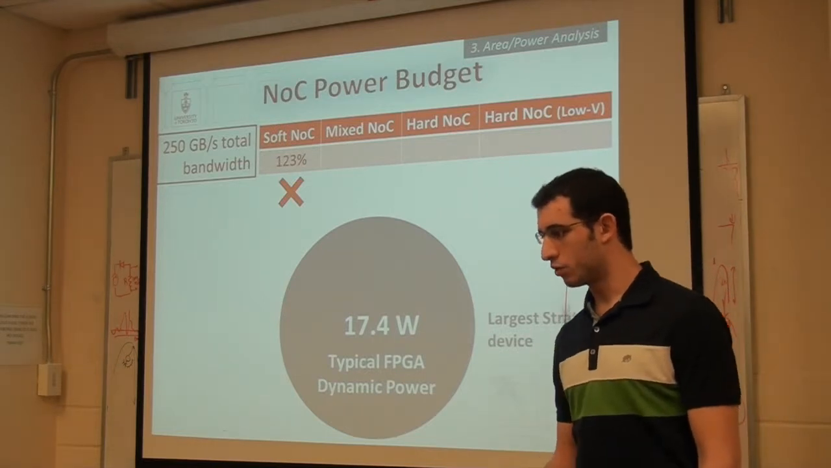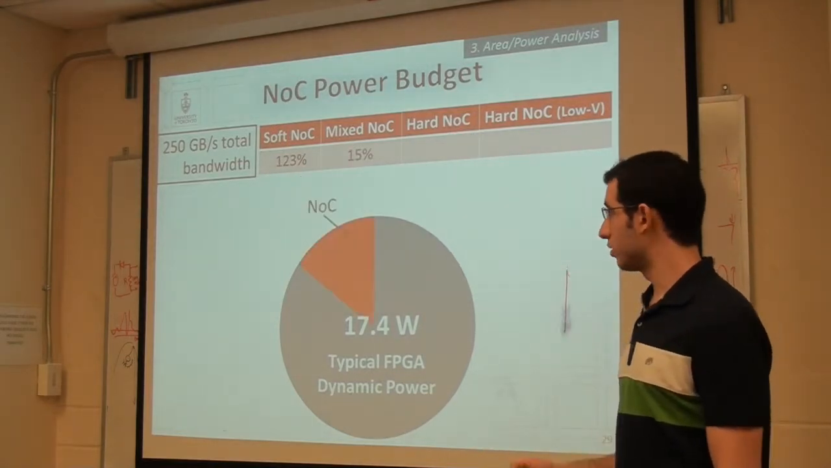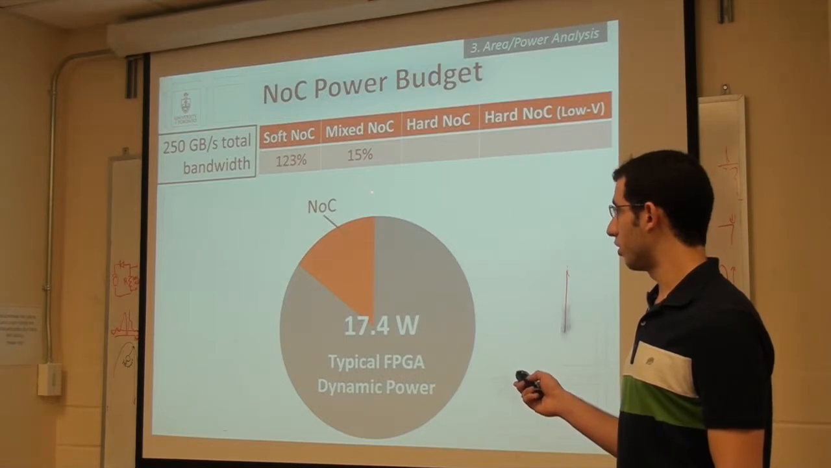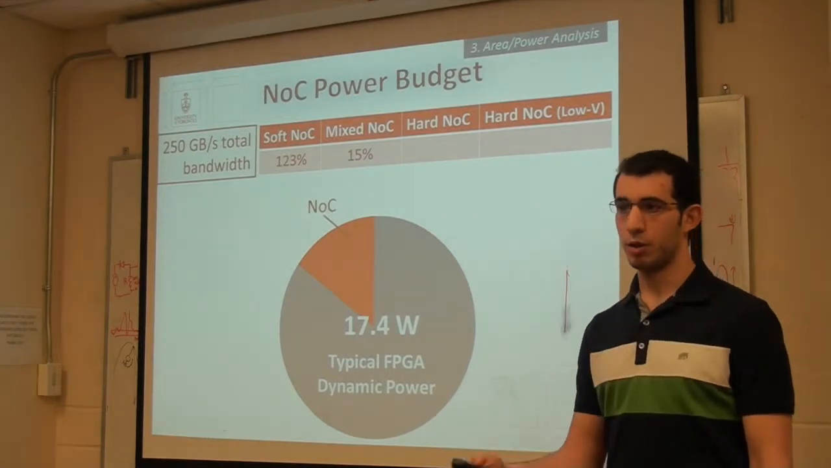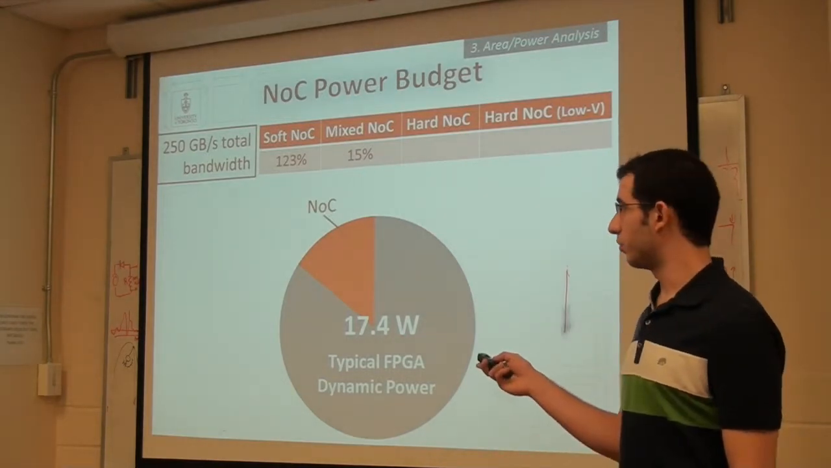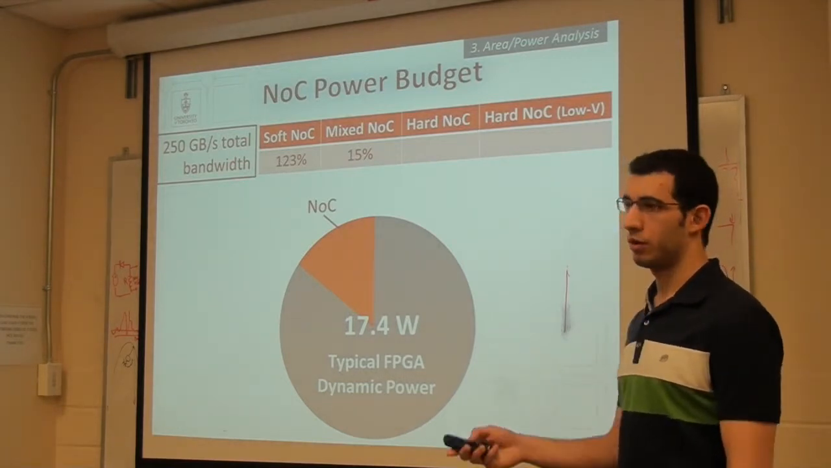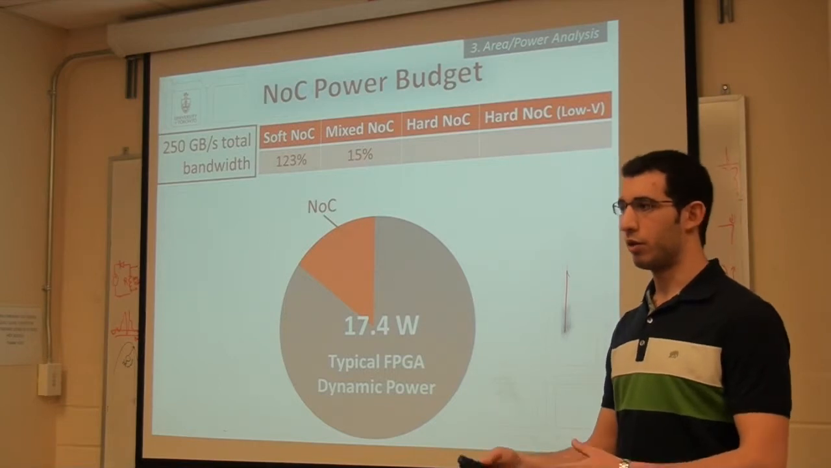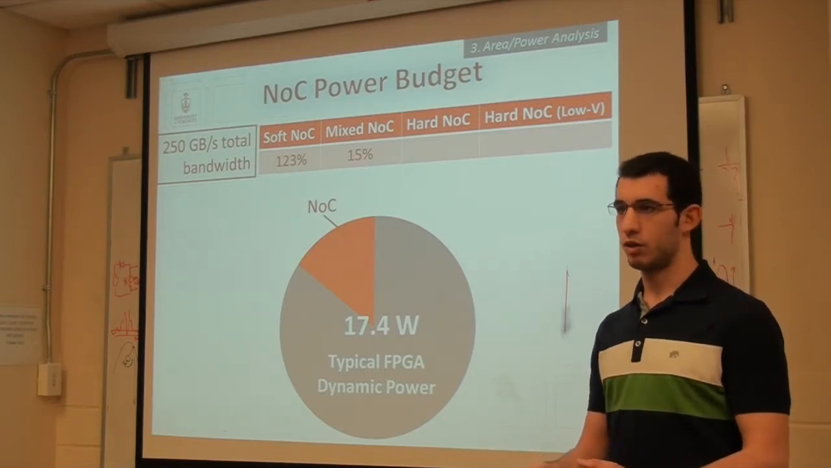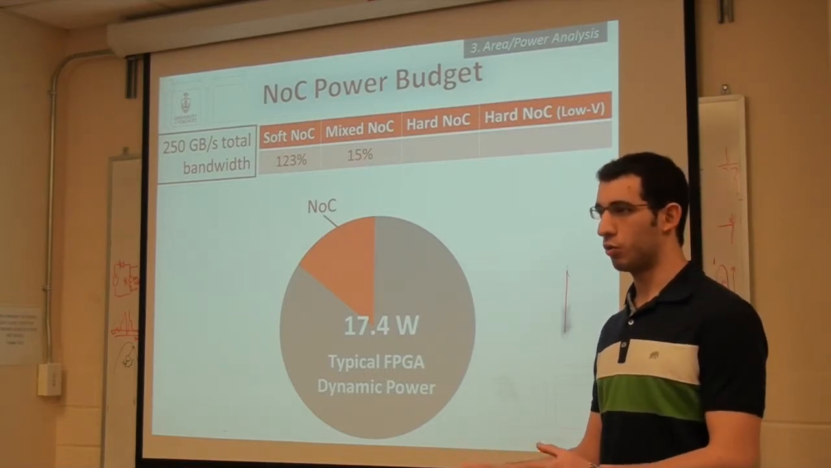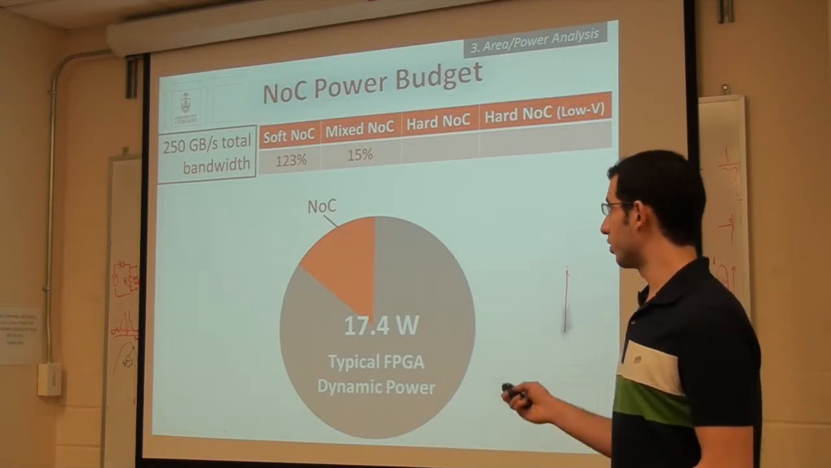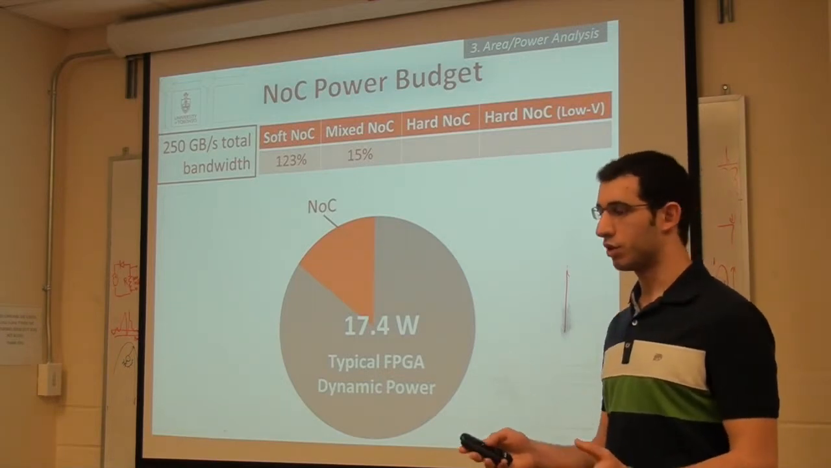For mixed NOCs, it was much more promising because it only takes 15% of our dynamic power budget to move that amount of data around the chip. And by the way, that's not a theoretical maximum of what the network can provide. We simulated it using ModelSim under worst case traffic conditions, so this number is somewhat conservative.